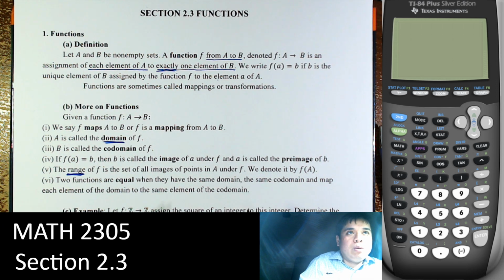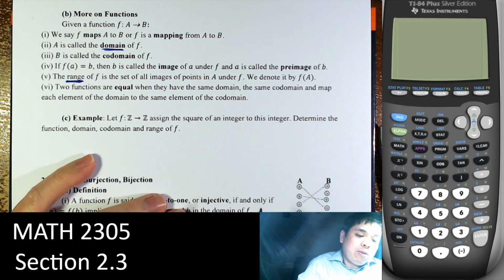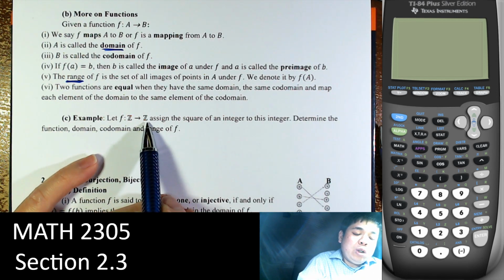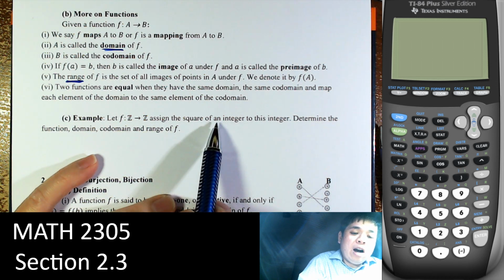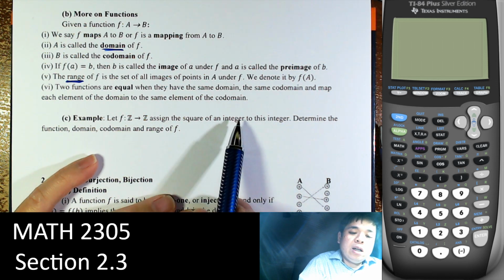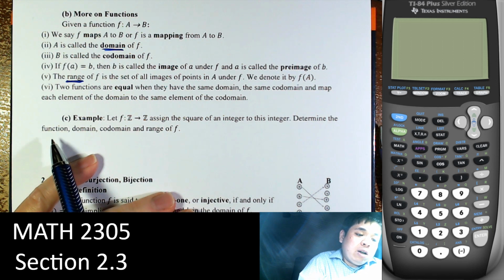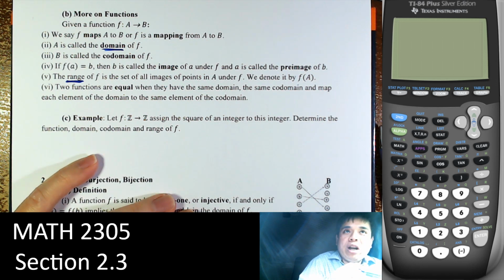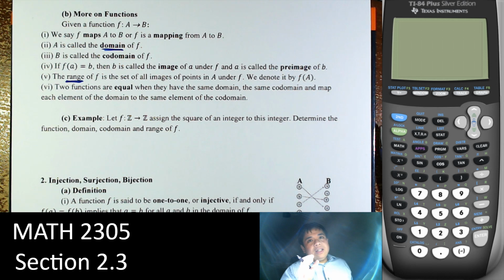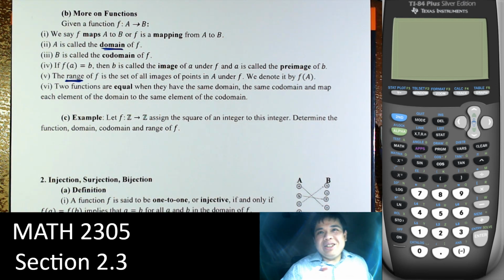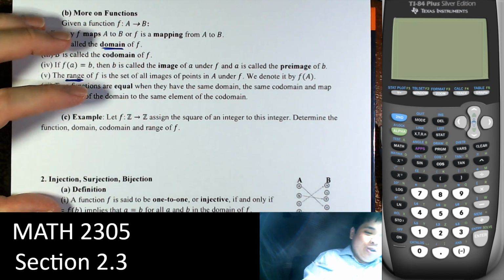So let's look at the first example. Let f be a function from Z to Z that assigns the square of an integer to this integer. Determine the function, domain, codomain, and range of f. Usually, in algebra, trigonometry, calculus, or those classes, we define functions from the real numbers. But this is discrete math, so that's why we use Z. So it's not continuous, so to speak.